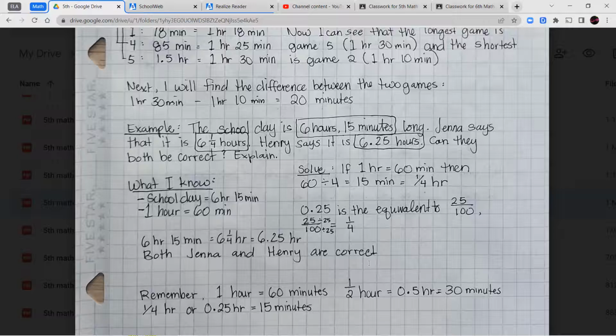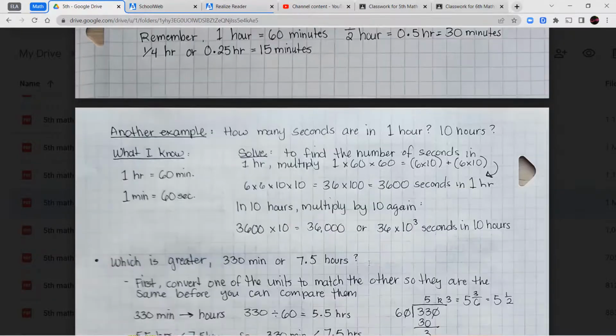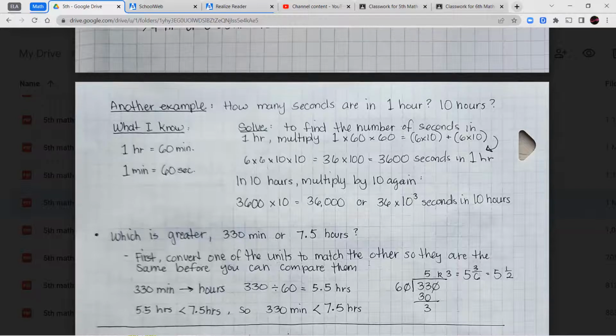So remember, 1 hour is 60 minutes. Half an hour, which is 0.5 of an hour, is 30 minutes. 1/4 of an hour, or 0.25 of an hour, is 15 minutes. So these are just some basic conversions to kind of keep in the back of your mind while you're working. It'll help speed up the process once you have those memorized. All right, let's take a look at some more examples.